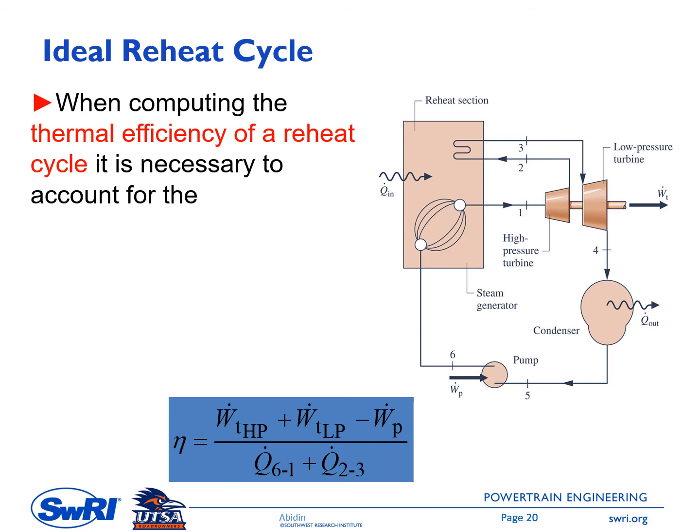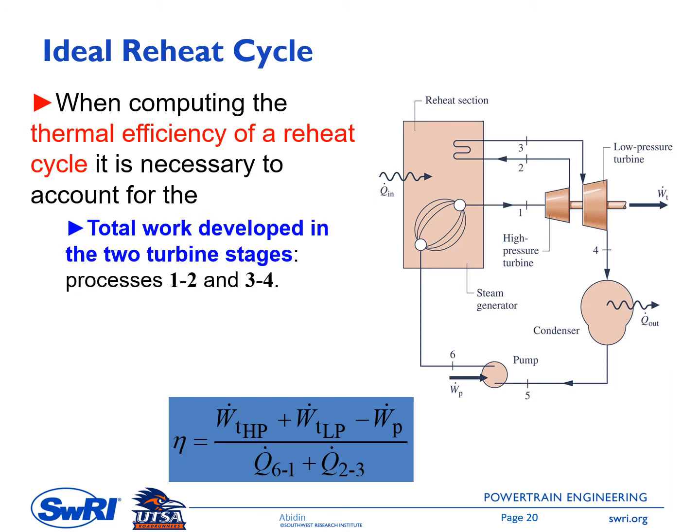For this analysis of the ideal reheat cycle, when computing the thermal efficiency of a reheat cycle, it is necessary to account for the appropriate turbine powers as well as the inputted heat. For the turbine power, the total work developed by the two turbine stages must be accounted for. So in here, we have the power from the high pressure turbine and the power from the low pressure turbine, so process 1 to 2 and process 3 to 4.